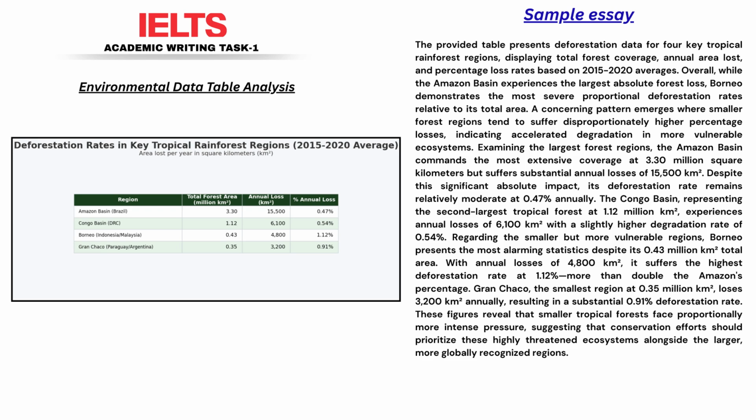The overview demonstrates exceptional analytical thinking. Instead of just identifying the biggest numbers, it recognizes the crucial distinction between largest absolute forest loss and most severe proportional deforestation rates. This mathematical sophistication separates high-scoring responses.